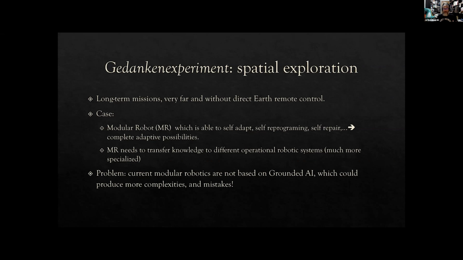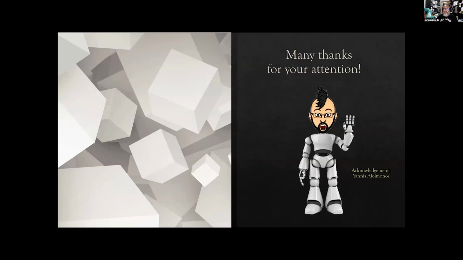One problem, I think, is that current modular robotics are not based on grounded AI, but on classic symbolic approaches. And this is not the best approach for exploring new ways of increasing complexity for these systems, and at the same time complexity and efficiency, because the problem is not data, but good data and decisions about data. So I'm within the timetable. Thank you so much for your attention.